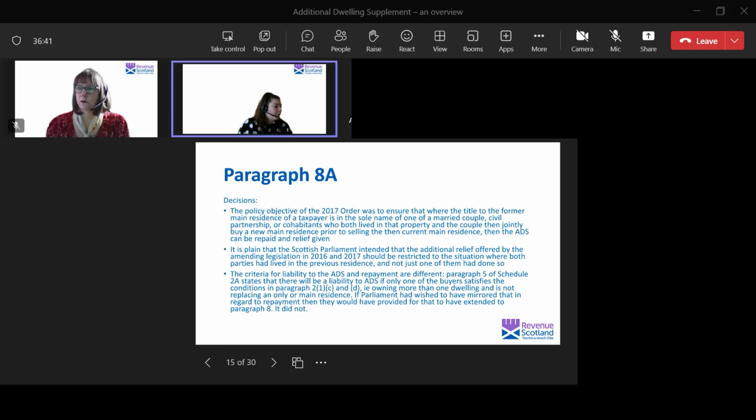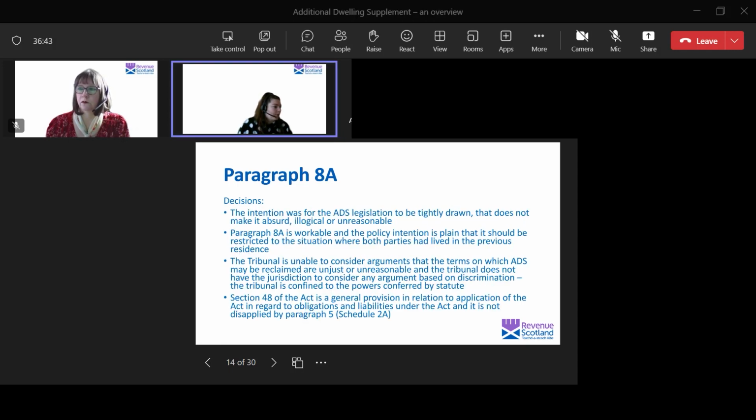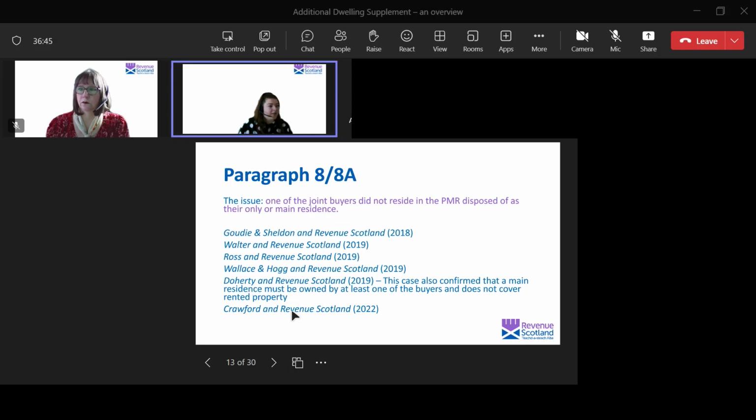I did just want to very quickly go back to a point that was raised in Doherty here. That case also confirmed that a main residence must be owned by at least one of the buyers. So it doesn't cover rented property, and that's where you're looking at whether there's been a disposal of a previous main residence or the replacement of a previous main residence. It doesn't apply to rented accommodation. It's only where there's actually ownership in place.